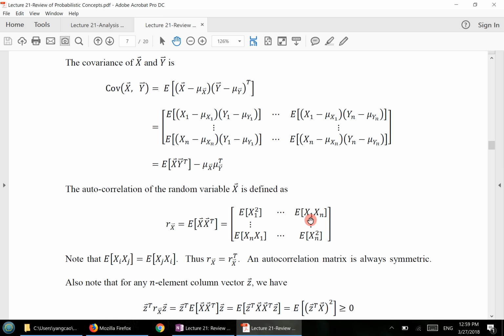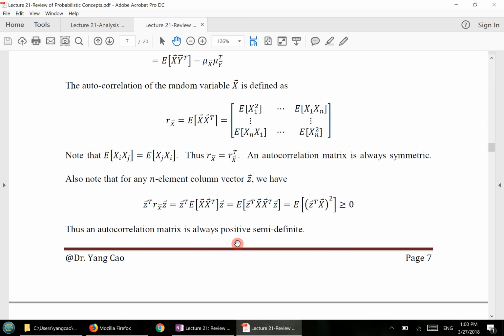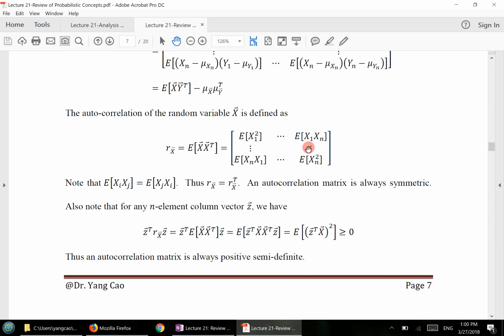If you remember, this is basically called the correlation Rxy, as we were just defining. And this is a symmetric matrix. And this one we can also prove is a positive semi-definite matrix, because if I multiply this matrix with any vector here, we can prove that the result is greater than 0. That's why this matrix is a positive semi-definite matrix as well as a symmetric matrix.